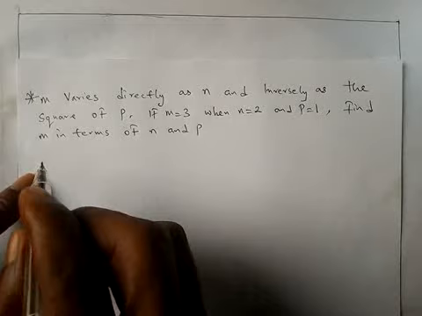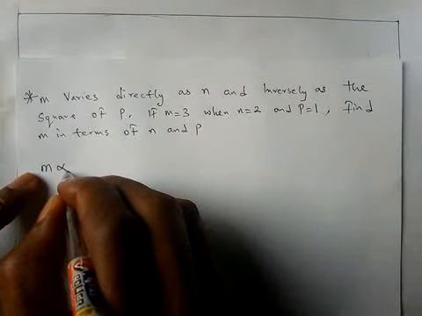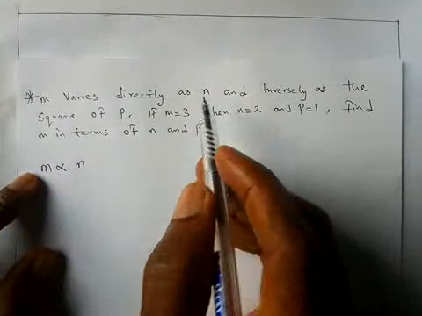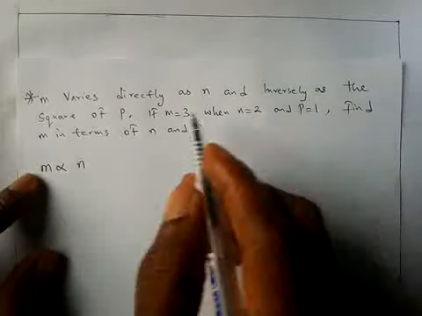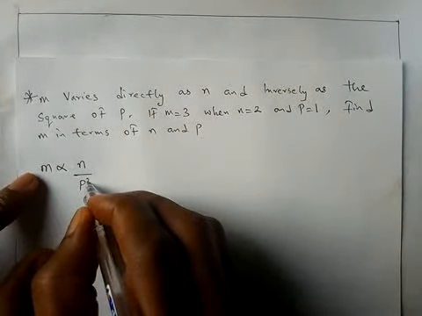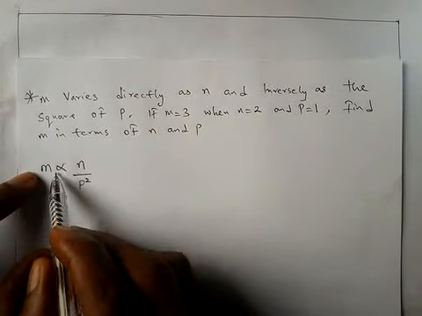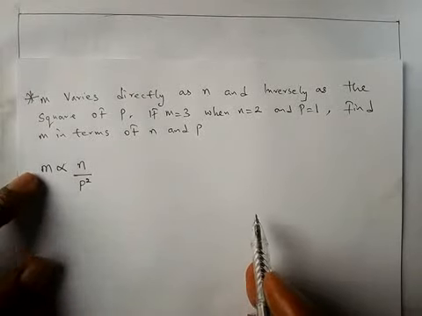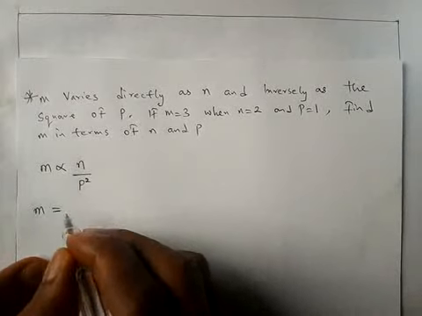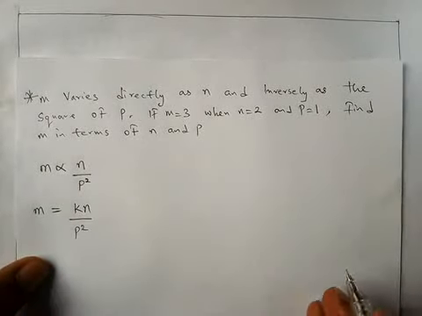Now the expression says m varies directly as n and inversely as the square of p. At the same time, m is varying directly as n and also varying inversely as the square of p. So if we bring equals to, we'll be putting a constant k: m = kn over p squared.